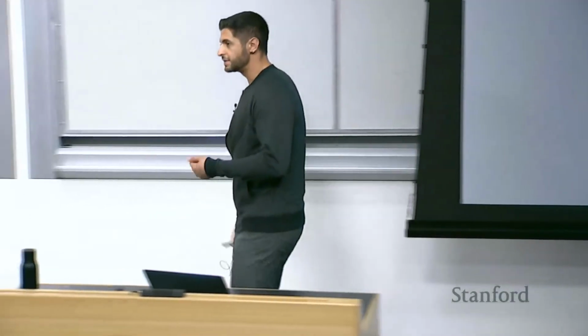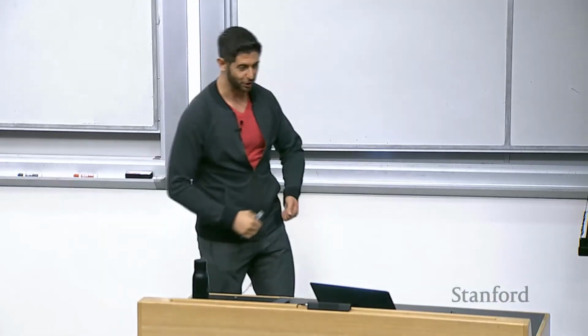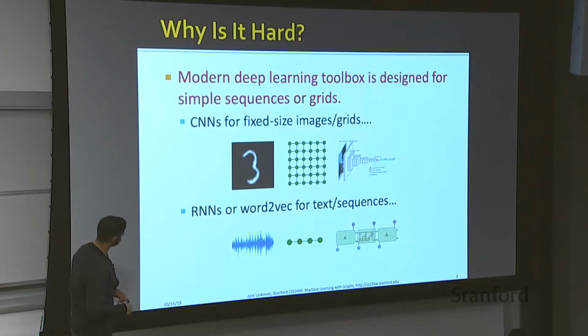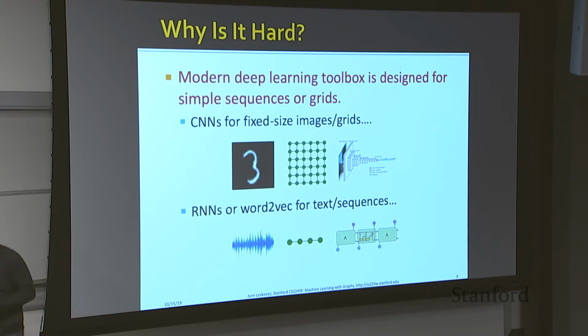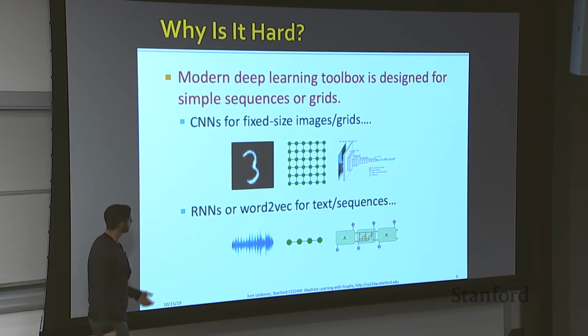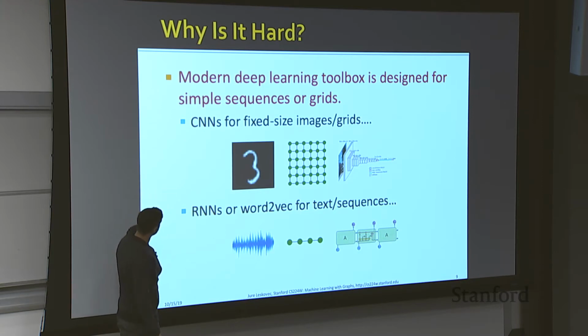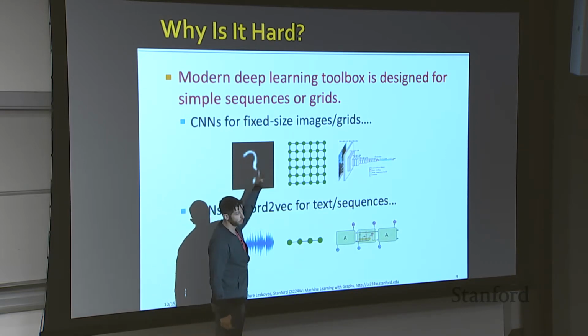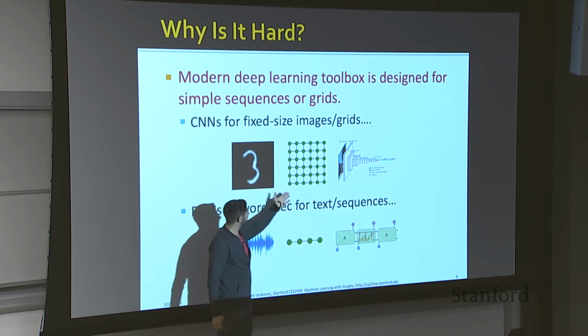Now, why is this problem hard? Why am I not referring you to a course in machine learning, on vision, or NLP? The reason is most of the modern deep learning toolbox is designed for very simple data structures, such as sequences or grids. So let's start from vision, okay?